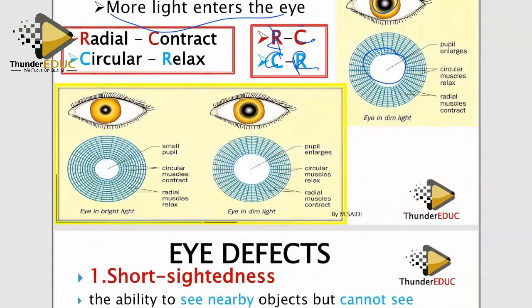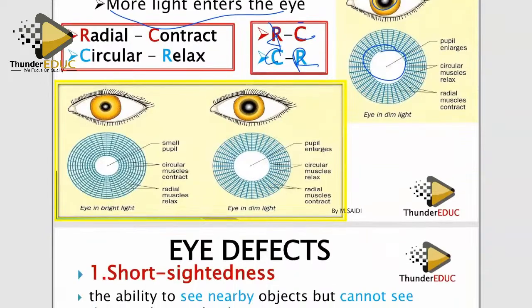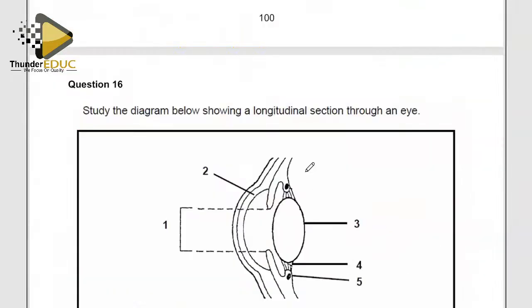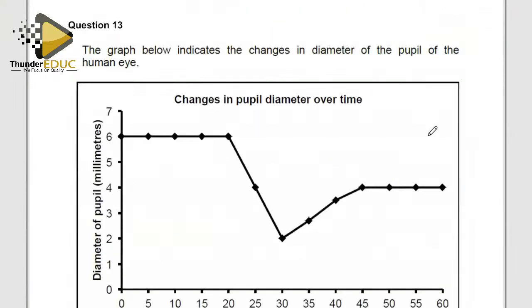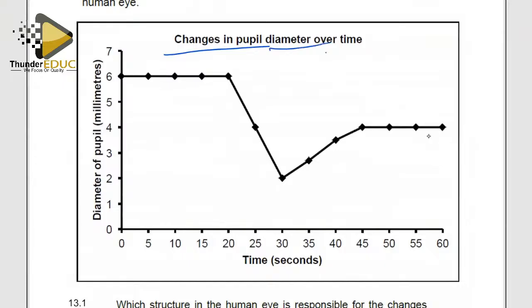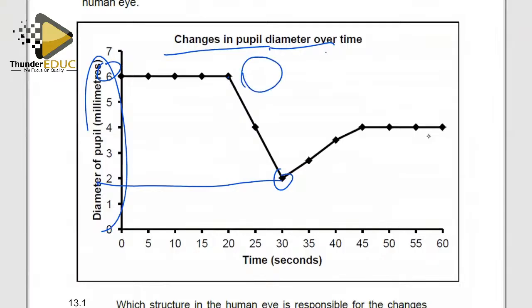So you see that they can bring these diagrams, they can bring graphs. I saw a question here, let me show you. It was a graphical question about the change in pupil size. That's the diameter. Here it's 6, while here it is 2, meaning that here the diameter of the pupil is large, while here the diameter of the pupil is small.